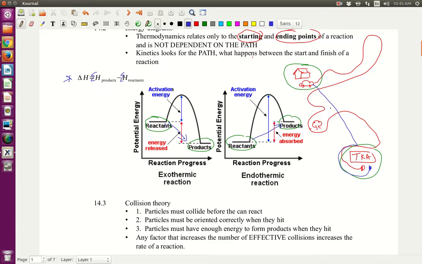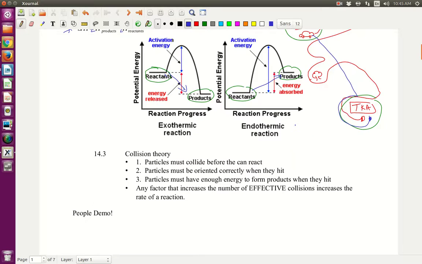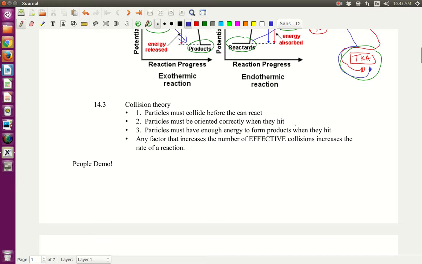If you'd like to draw a little picture about pathways, that's fine. But we're going to talk about activation energy more as we move on in this chapter, and in the next chapter, I believe. All right, now, collision theory. Collision theory says that particles must collide before they can react.